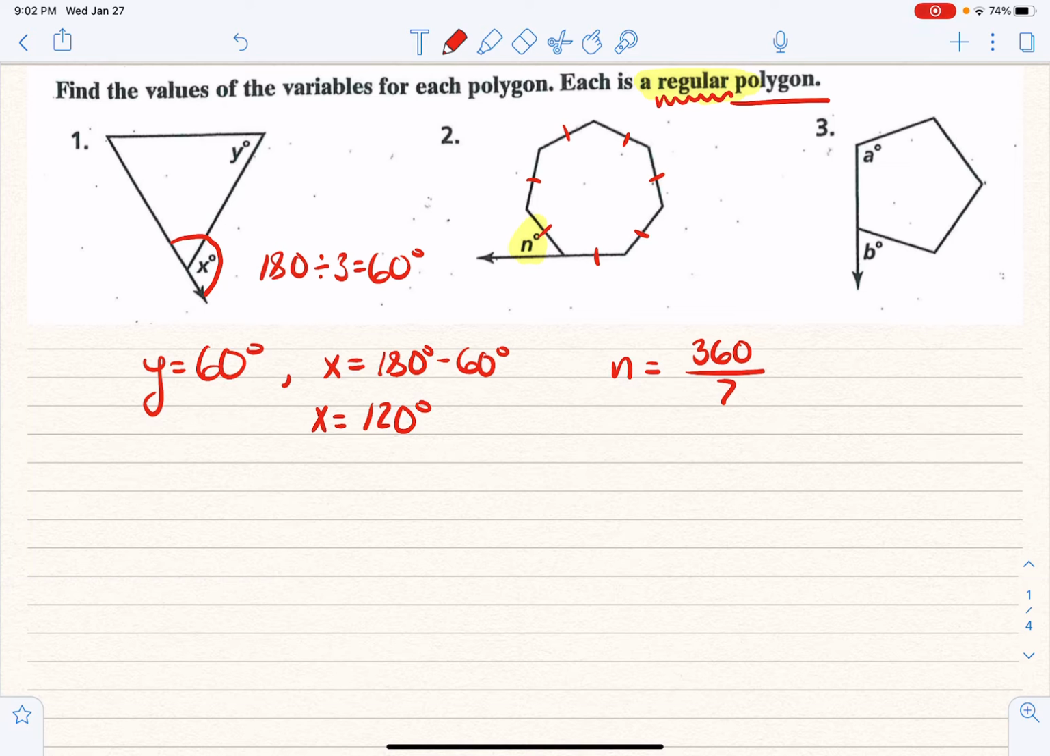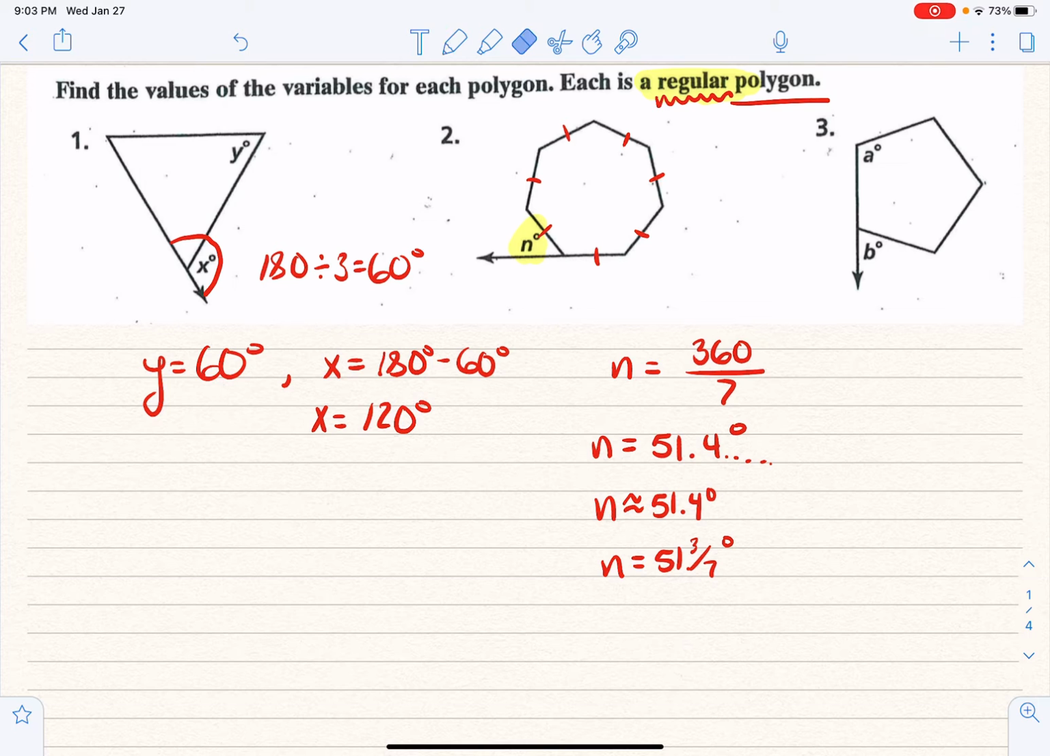If I do some work, I get that n goes in 51.4 something degrees. Well, it's not equal to 51.4 degrees, but I could say that n is about 51.4 degrees, or I could say that n is exactly 51 and 3/7 degrees. That's the exact answer. Either way you go, I'm not going to get super picky at this point. I just want to make sure you understand the math that's going on here.